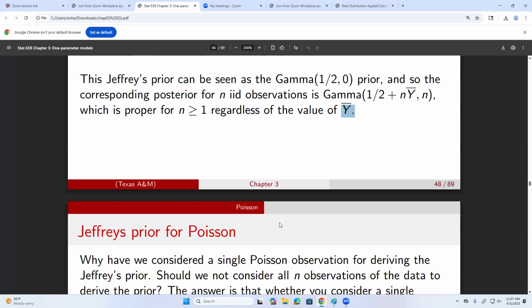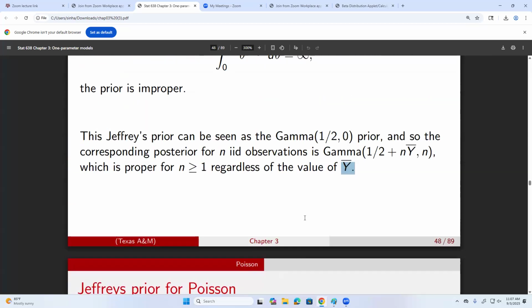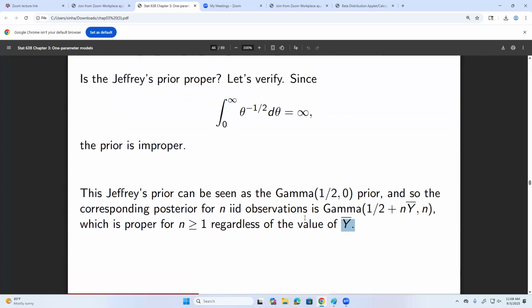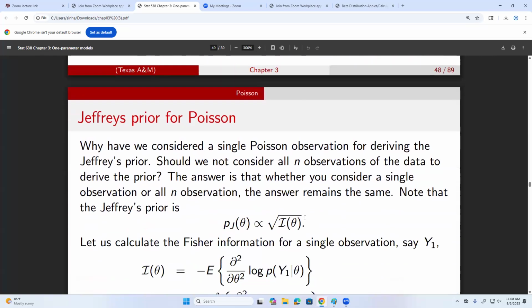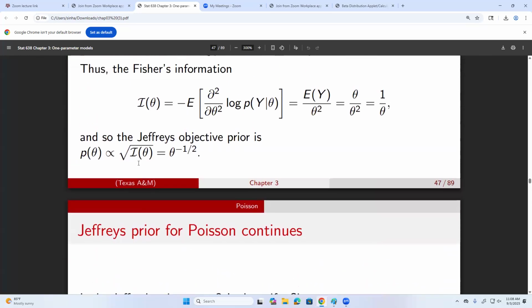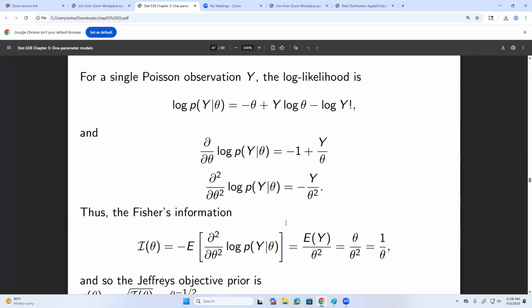Questions? Next, Jeffreys prior for Poisson. Why have we considered a single Poisson observation for deriving Jeffreys prior? You may have noticed already, I said, let's consider a single observation and calculate the log likelihood and derive Jeffreys prior.